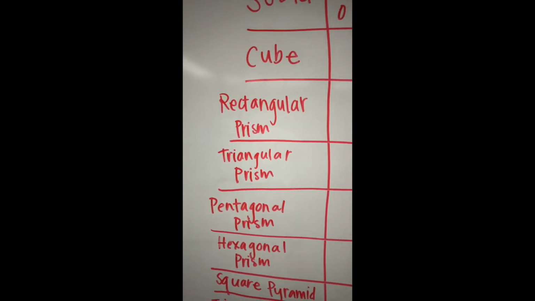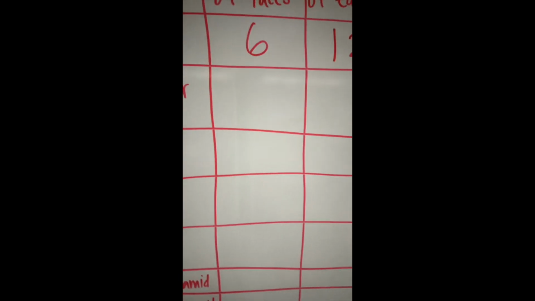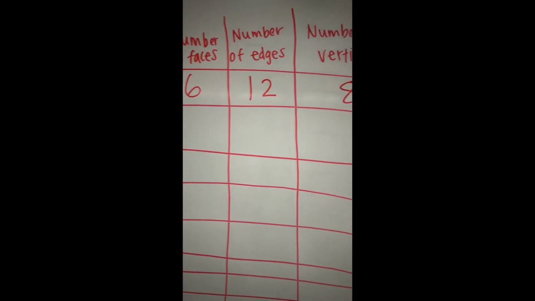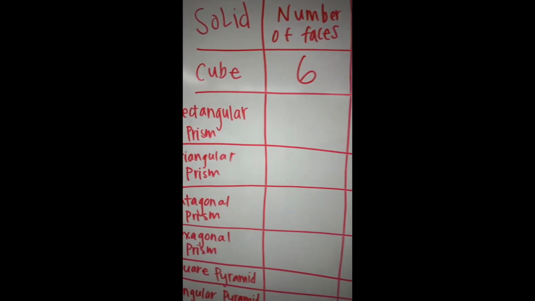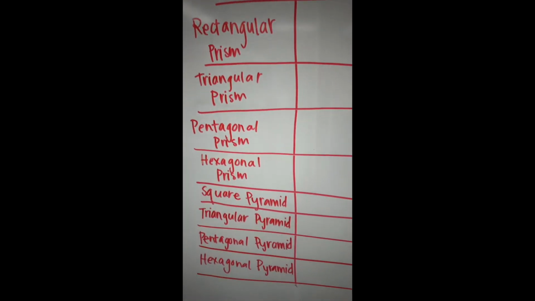So next I'm gonna go over the rectangular prism, and I'm not gonna go over this chart. You just need to follow along as I go over the number of faces, the number of edges, and the number of vertices, and fill it in on your own chart. Then you're going to do the same thing with each of the following shapes that I go over.